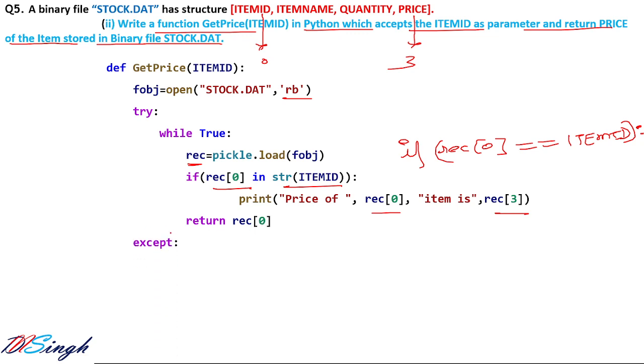After that, except. This should be indented ahead. Here again an indentation mistake. After printing you return, whenever this condition matches. Otherwise you need to return the price, which is record of 3, because at the 0th index is the item id. And then in the except block, whenever load generates an EOF error, you are going to close this file object.